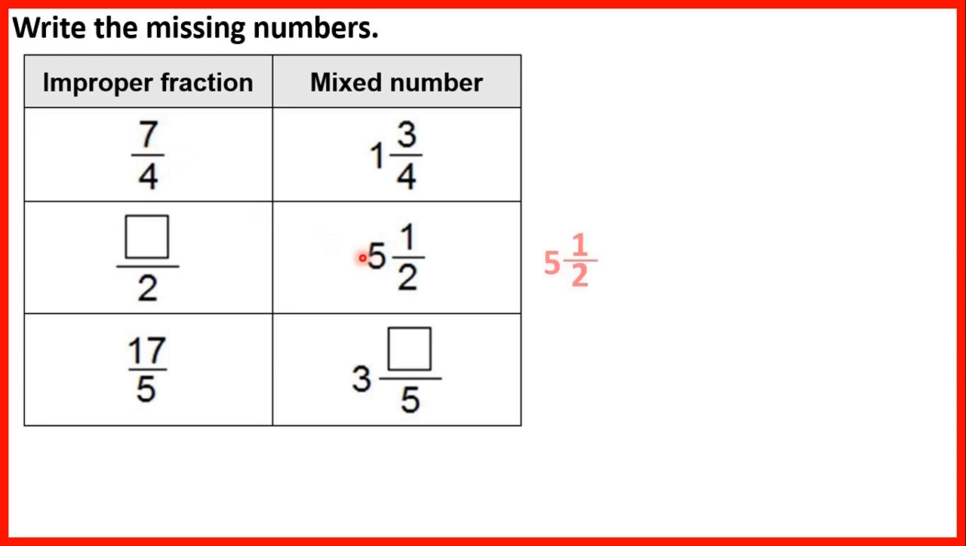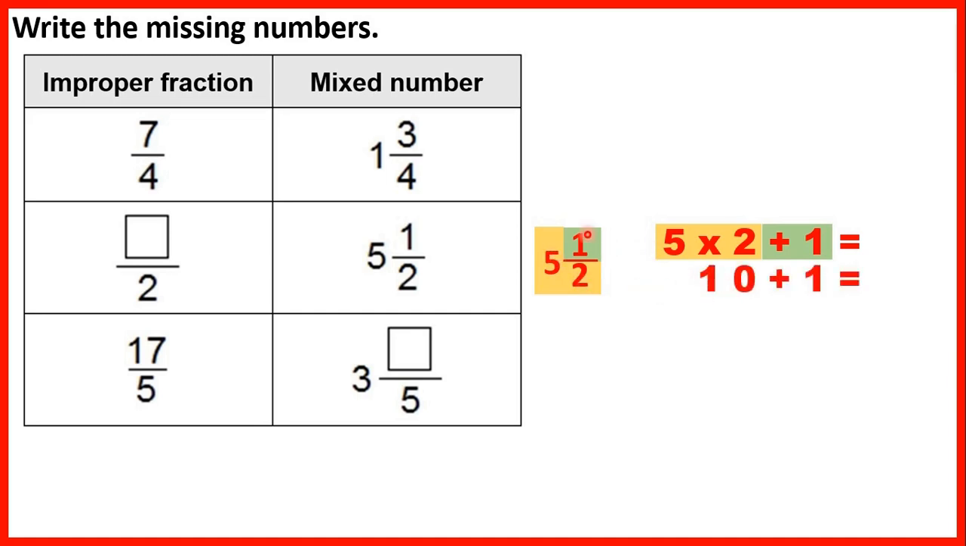Now here they've given us the mixed number 5 1/2, and we need to write the improper fraction. To change a mixed number to an improper fraction, we can multiply the whole number by the denominator and then add the numerator. So 5 times 2 is 10 plus 1 is 11, so our numerator will be 11. 11 halves is the same as 5 1/2.